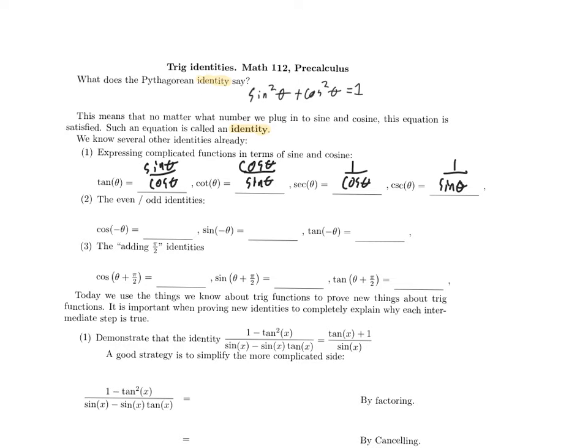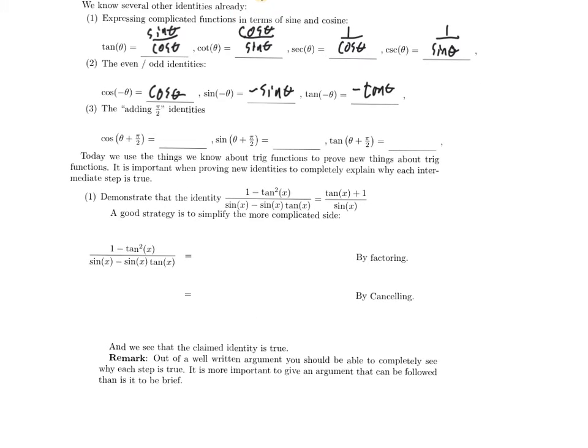There are the even-odd trig identities. You know that cosine is even, so cosine of negative theta is the same as cosine of theta. You know that sine is odd, so sine of negative theta is negative sine of theta. You know that tangent is odd, so tangent of negative theta is negative tangent of theta. There are the trig identities you get by adding pi over 2. You know that the cosine of theta plus pi over 2 is the same thing as negative the sine of theta. You know that the sine of theta plus pi over 2 is cosine theta. You know that the tangent of theta plus pi over 2 is negative cotangent theta.